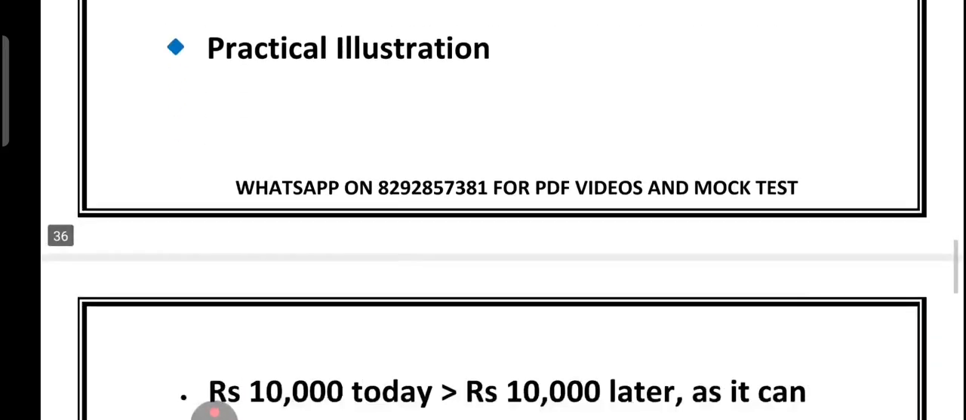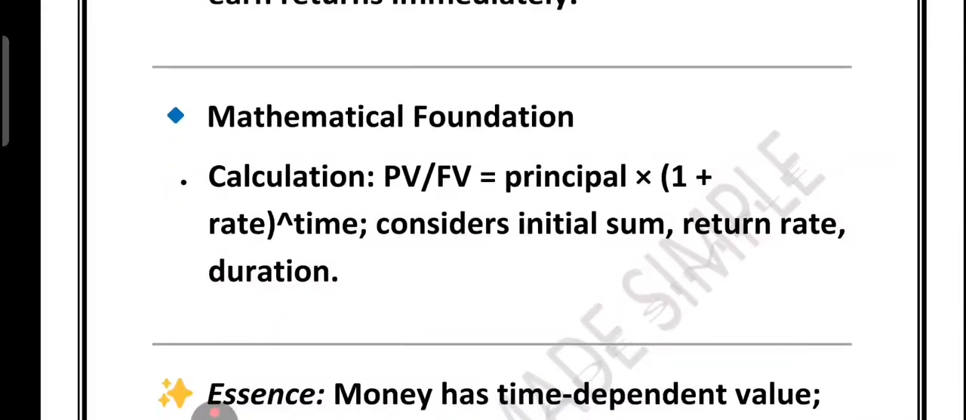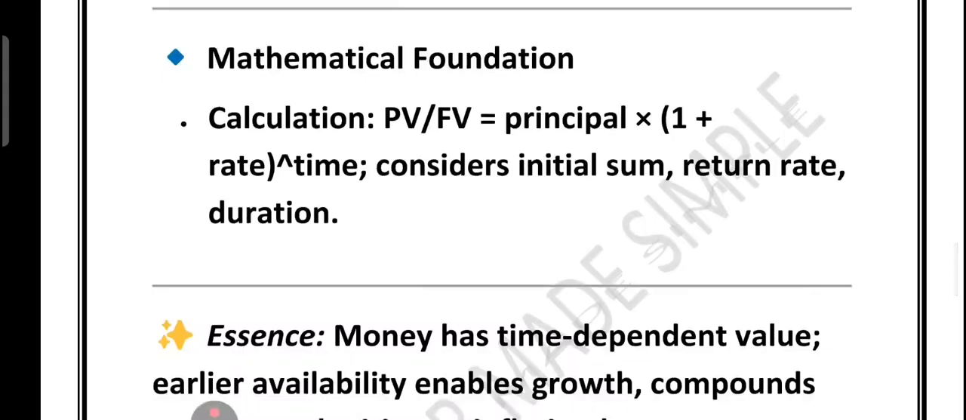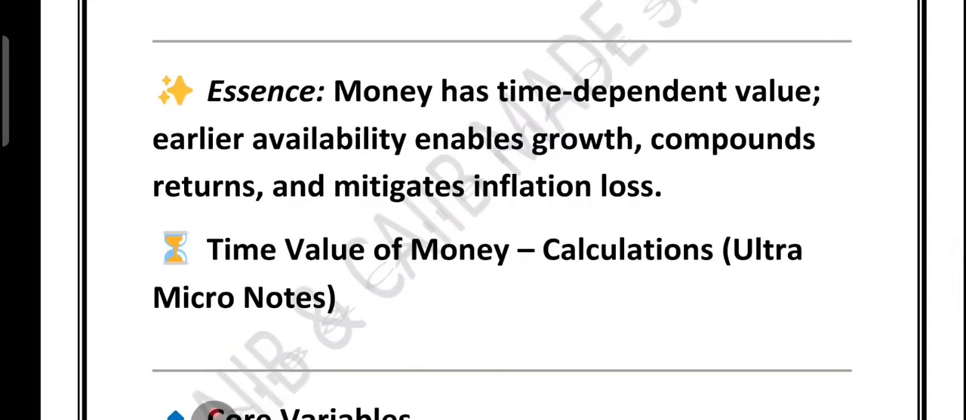If you look at it practically, one example they have given you. Imagine having 10,000 rupees today versus 10,000 rupees a year later. Having it today is better because you can invest it and earn return immediately. Finally, the mathematical foundation. The formula to calculate the present value or the future value is very simple. Just take the principal multiplied by 1 plus rate to the power time. This considers the initial sum, expected return rate and time duration. In short, money has time-dependent value. Receiving it earlier enables growth, compound returns and protects against inflation loss, making timing critical in financial decisions.